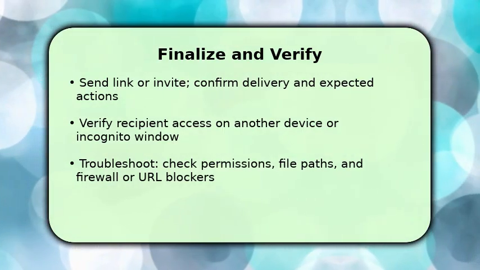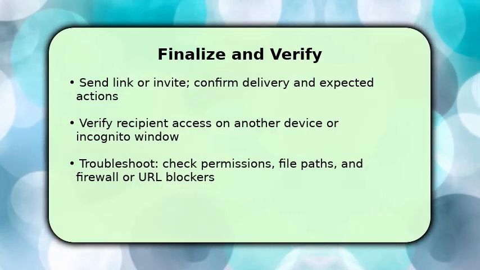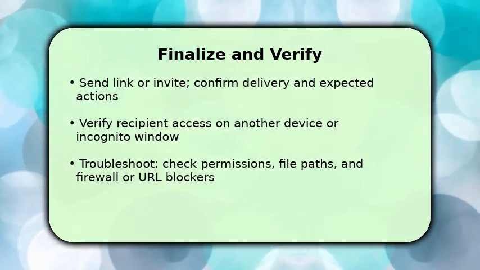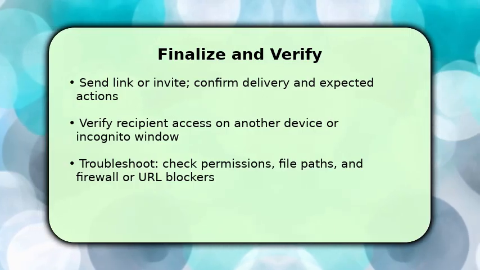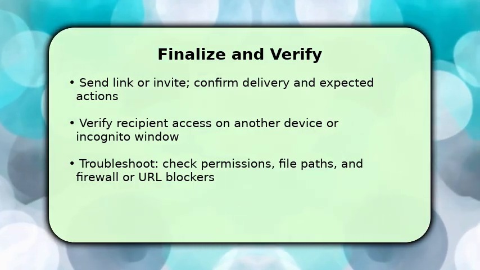Finally, document the shared link and expiration so you can remove access later. If anything goes wrong, check permissions, file paths, and network or URL blockers first.